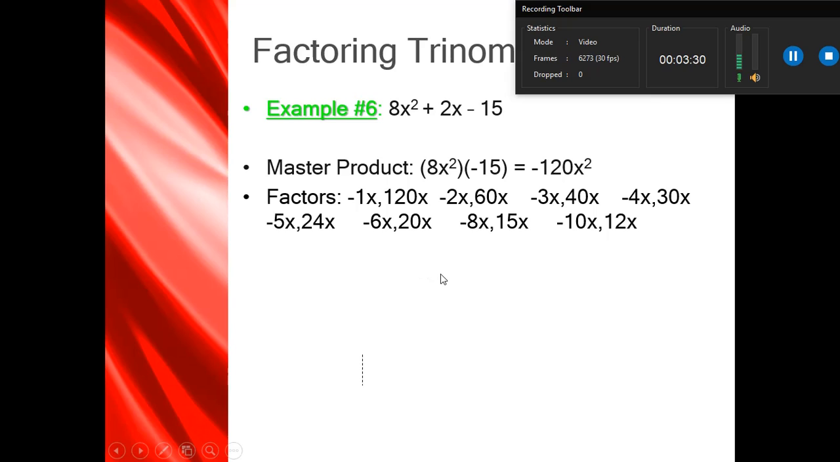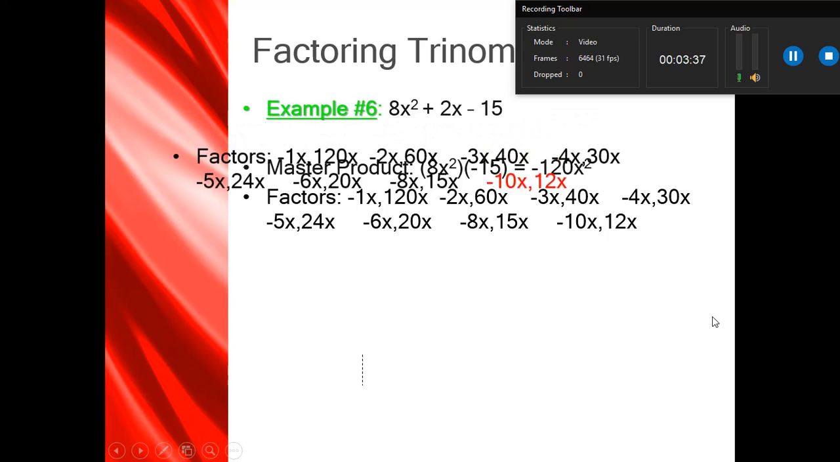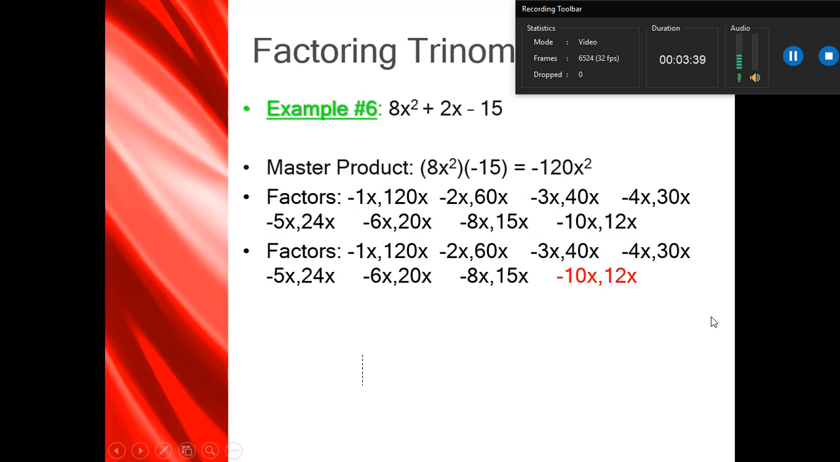And the list of factors is, there's quite a few here. We want to select the combination that will add to positive 2x. And I can see that it's actually the last set, negative 10x and positive 12x. So we'll take our original trinomial and we're going to write it as a sum of 4 terms. You can decide if the negative 10x goes first or the 12x.